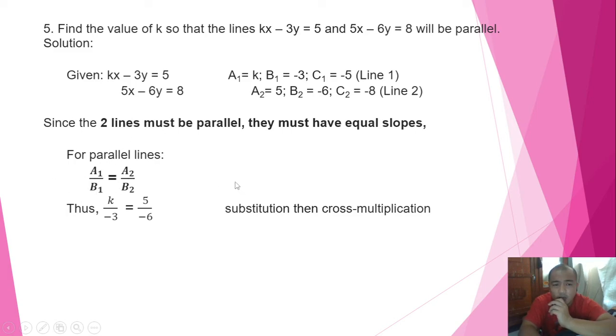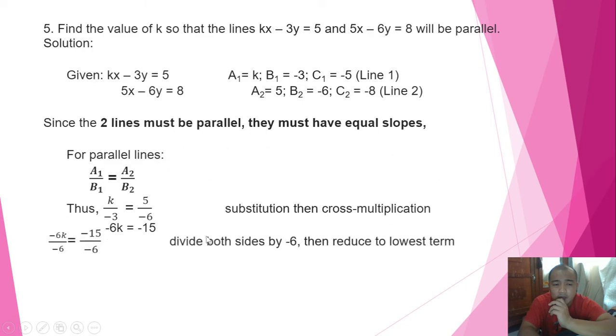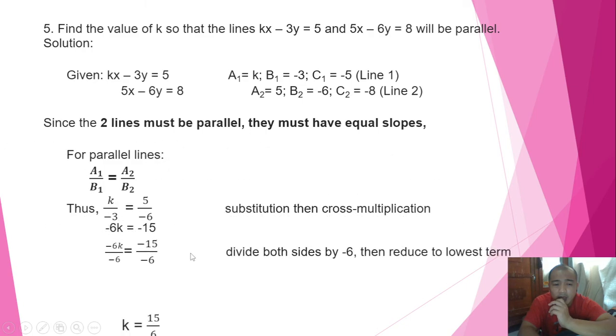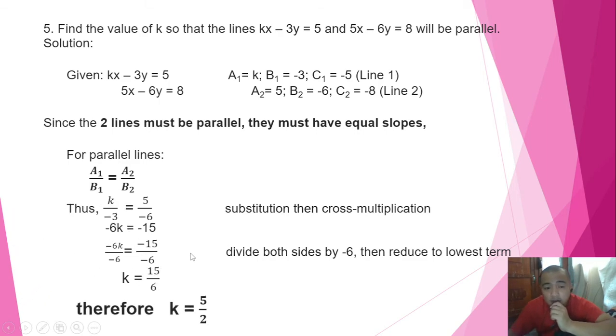It's just the same as A sub 1 B sub 2 minus A sub 2 B sub 1 equals 0. So substitute: A sub 1 is K, B sub 1 is negative 3, A sub 2 is 5 over negative 6. Cross multiply, negative 6K equals negative 15. Then divide both sides by negative 6. K equals positive 15 over 6. Therefore, K equals 5 halves. So this K should be 5 halves so that these two lines will become parallel.